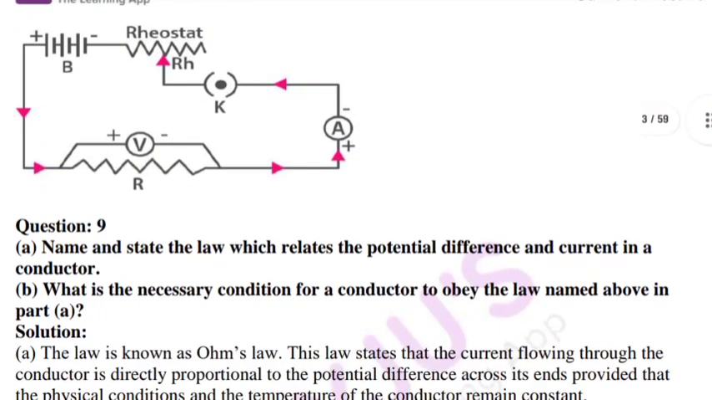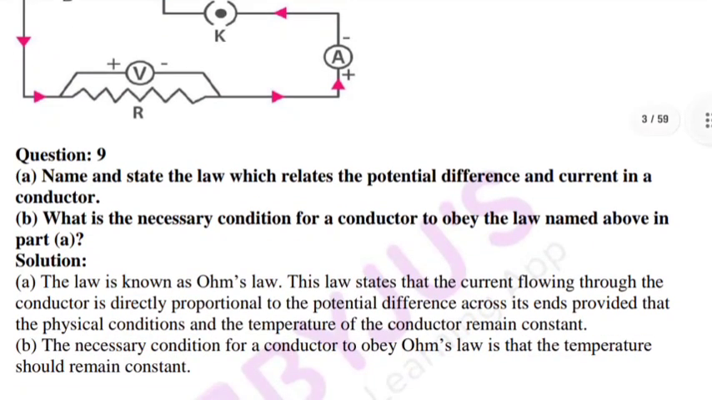So question number 9 arises: name and state the law which relates the potential difference and the current in a conductor. As we know, it is Ohm's law that relates the potential difference and the current in a conductor. Ohm's law states that the current flowing through a conductor is directly proportional to the potential difference across its ends, provided that the physical conditions and the temperature of the conductor remain constant. Now question B: what is the necessary condition for a conductor to obey the law named above in part A? The necessary condition for the conductor to obey Ohm's law is that the temperature remains constant.